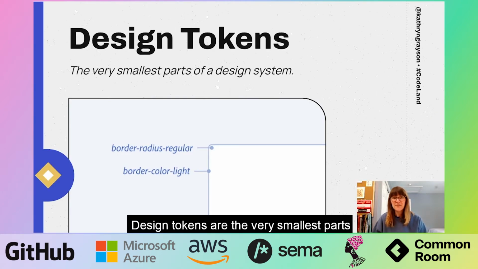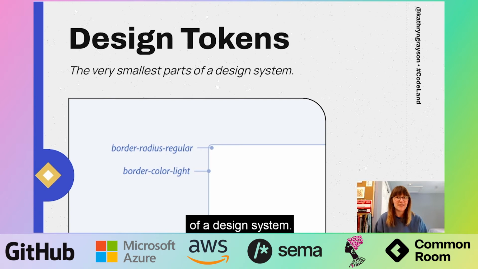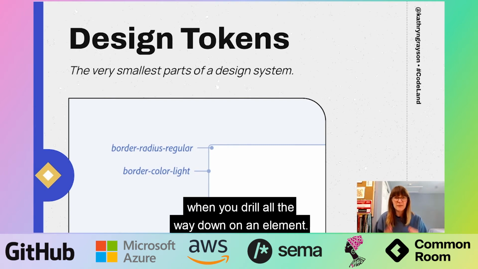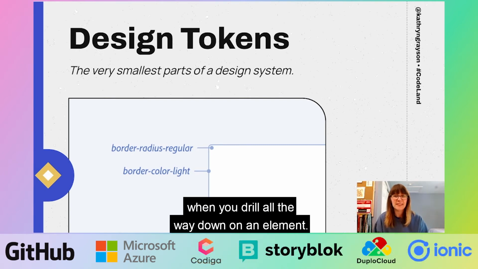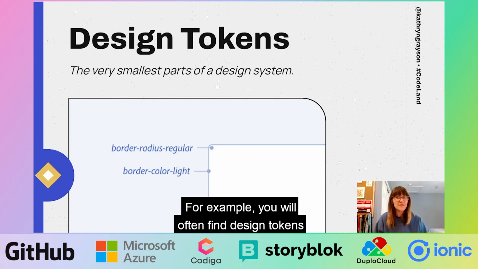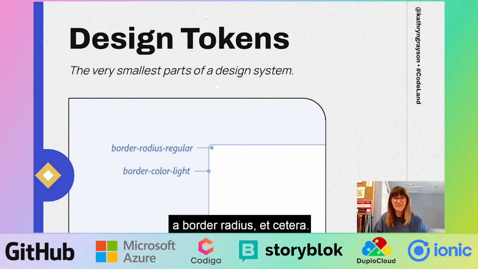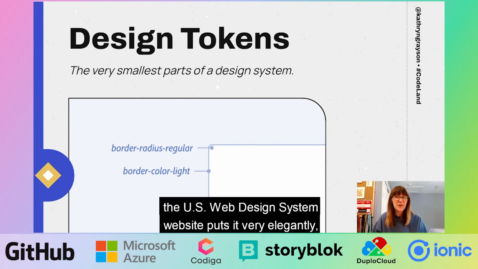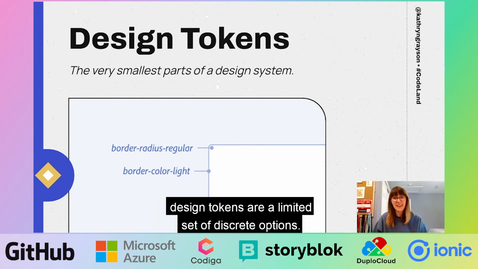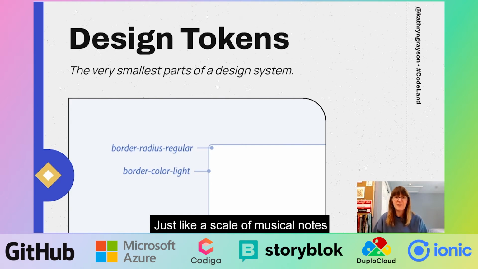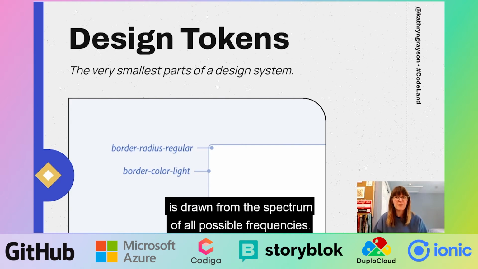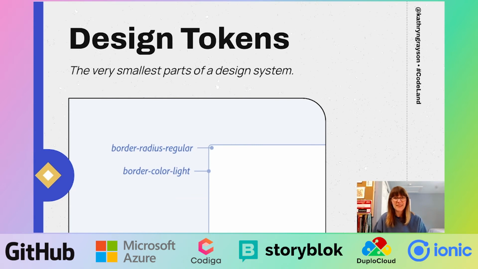Design tokens are the very smallest parts of a design system. They're those little values that you find when you drill all the way down on an element. For example, you will often find design tokens for spacing, colors, fonts and font sizes, opacity, border radius, etc. The US Web Design System website puts it very elegantly. Design tokens are a limited set of discrete options, just like a scale of musical notes is drawn from the spectrum of all possible frequencies.